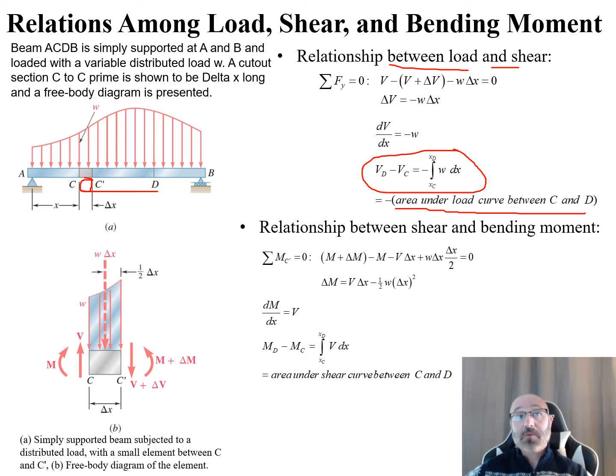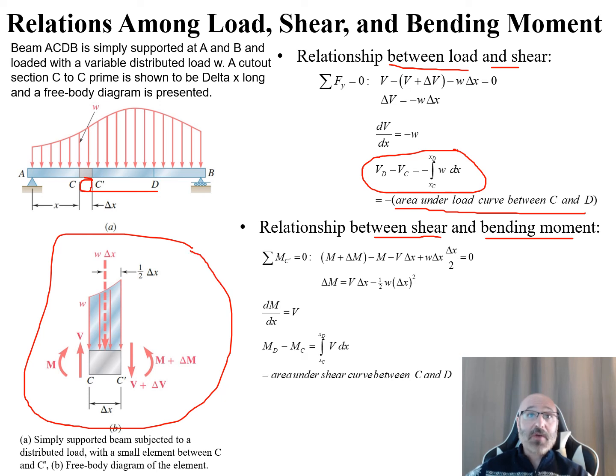Now what we can do next is take a look at the relationship between our shear and our bending moment. So we can come back down to this free body diagram on the left, and using our equilibrium analysis, let's take the summation of moments about C prime, and this is equal to 0. Now, what are the moments acting about C prime? At C prime, we have this M plus delta M, and this is positive because it's going counterclockwise. Then we have this negative M over here, negative because it's going clockwise. And then we have the moment from this force times this perpendicular distance, which is again going clockwise, so that's a negative V times delta x, force times perpendicular distance.